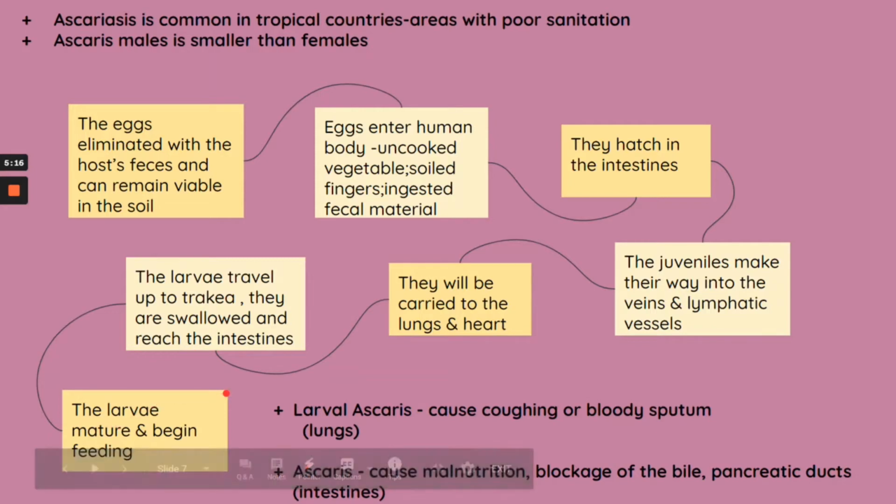Okay. So if the larva reaches the lung, they will cause cough and bloody sputum. So if the larva reaches the intestine, it will cause malnutrition, blockage of the bile and pancreatic duct.